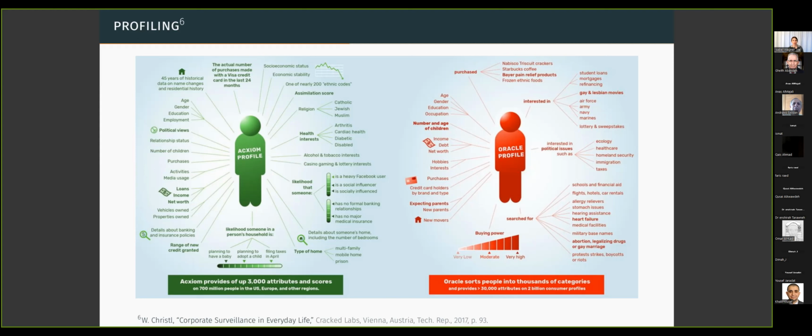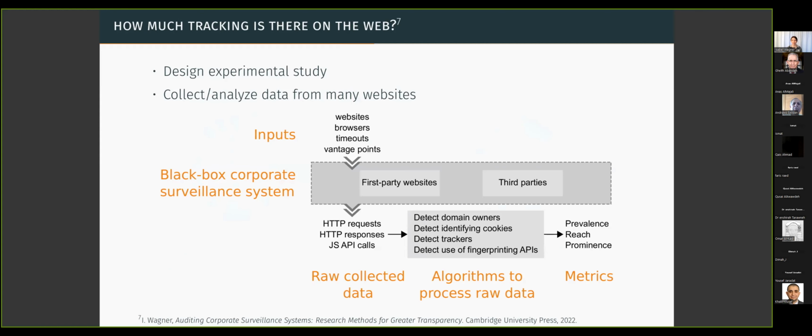So now that we know these mechanisms for tracking and for profiling, the next logical question really is, well, how much tracking is there on the web? Like, how prevalent is it really? So to find out, what we need to do is basically design some sort of experimental study and then collect data from a lot of websites and see what we find.